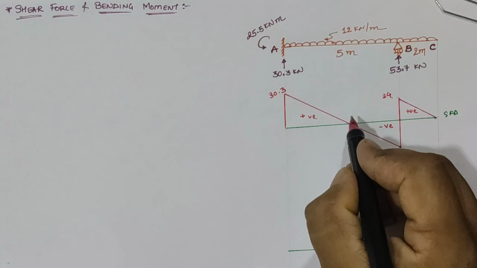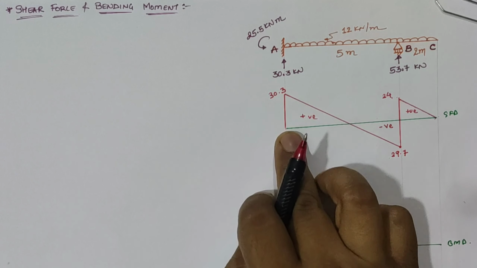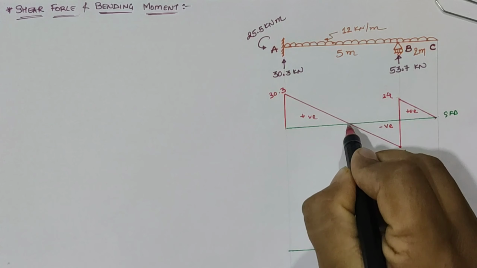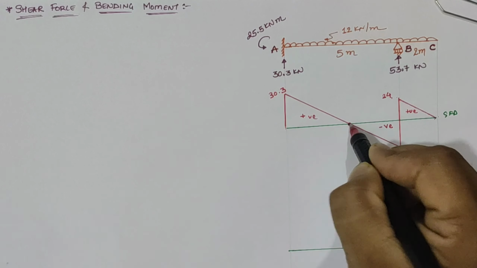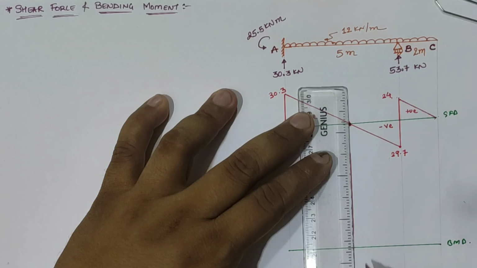Now if we observe the shear force diagram, the shear force between A to B changes from positive to negative, or we can say that the value is 0, and we know that at shear force 0 we will have the maximum bending moment.